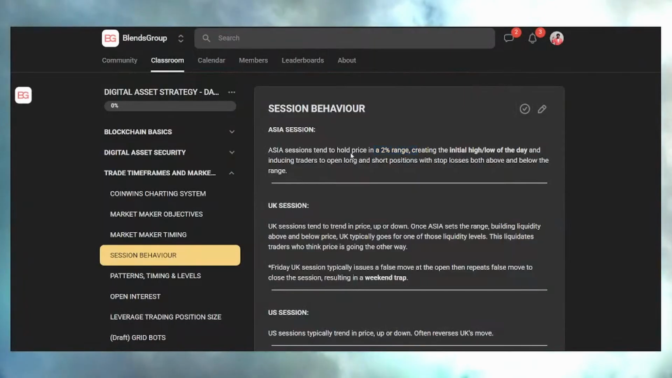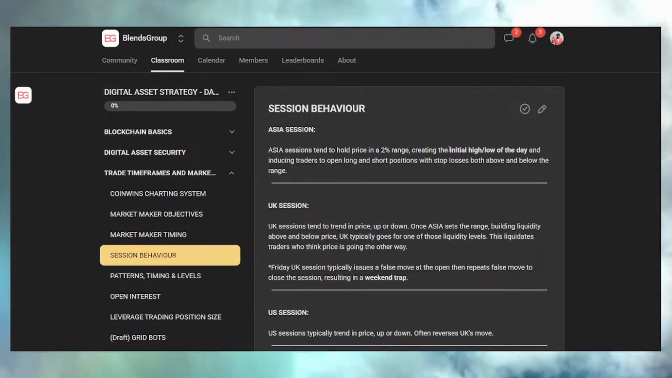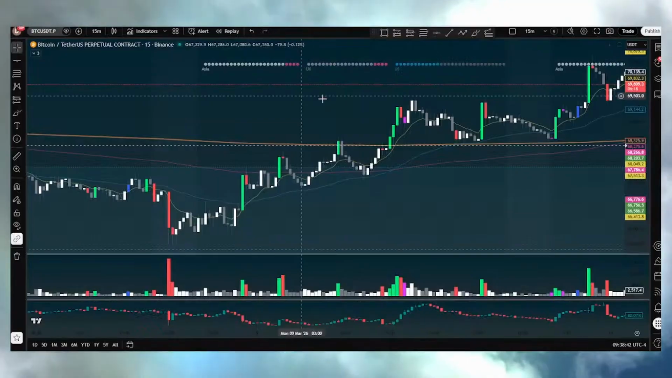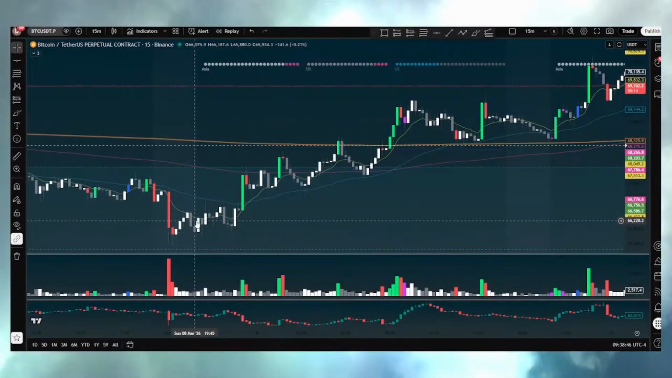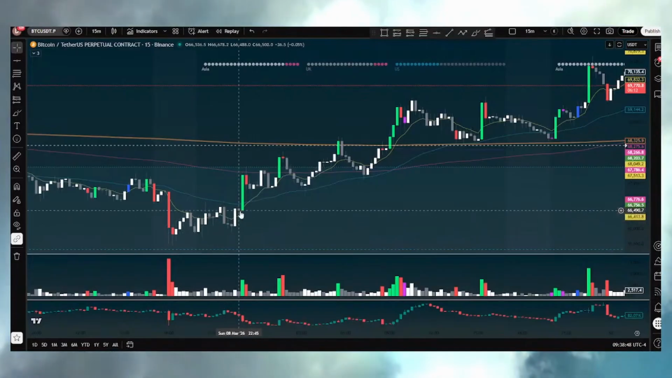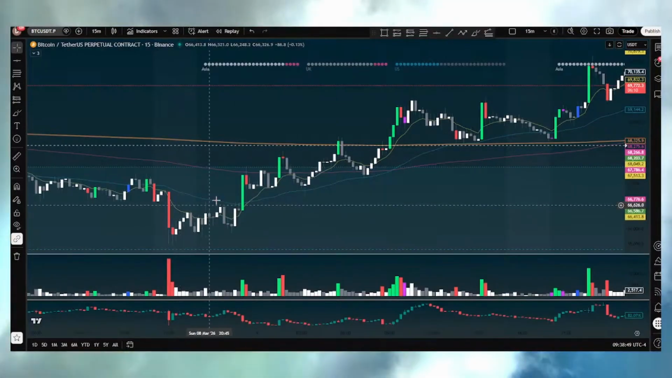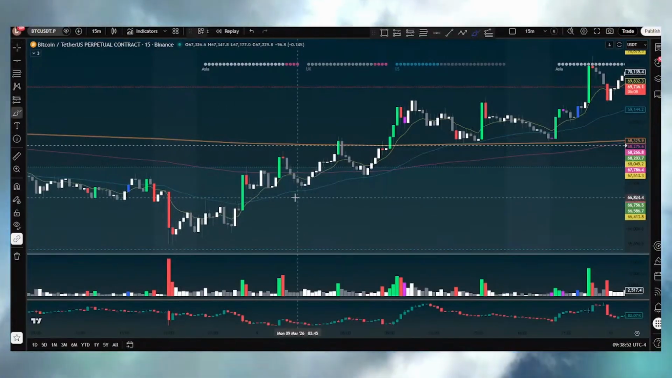Typically, Asia will range to build the initial high and the low of the day to set the week off, trap some liquidity above price and trap some liquidity below price. However, we didn't get a range. We started off with a decent range, as you see here, and then we moved up into a trend. So let me just draw this out.